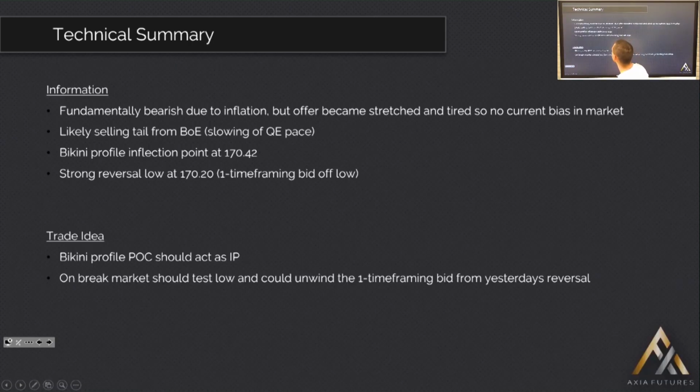Sorry, I'm going to go back across. So we've got the selling tail from the Bank of England, which also created a failed break of that inside day structure. We've got the bikini profile inflection point at the 42s. But we have to keep in mind that there was that strong reversal low at 170.20s. So the trade idea is that the bikini profile point of control should act as an inflection point, and on the break, the market should test lower and could unwind the one timing bid from yesterday's reversal.